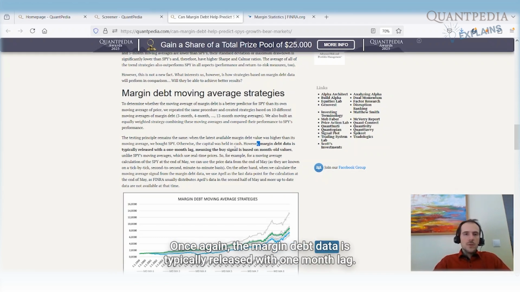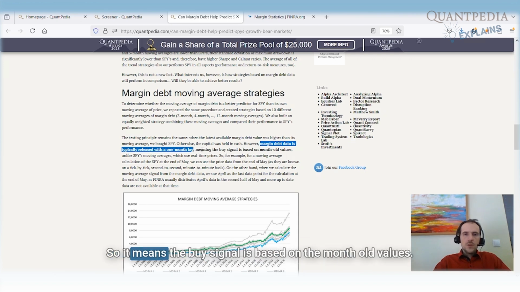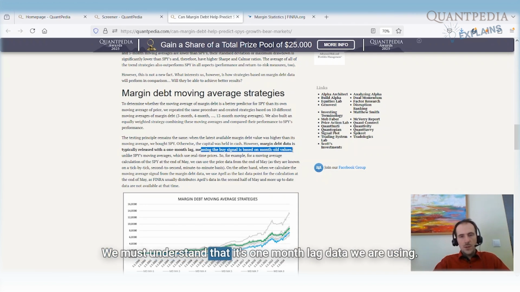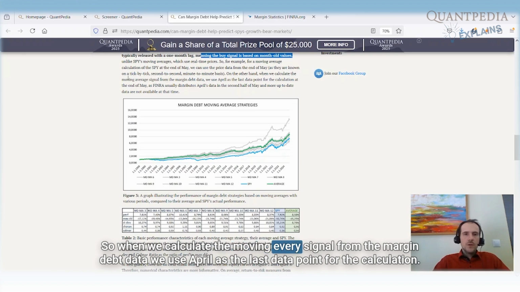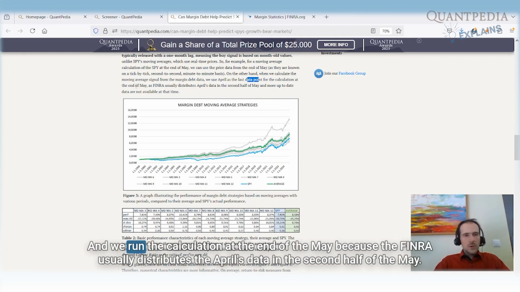Once again, the margin debt data is typically released with a 1 month lag. So it means the buy signal is based on month-old values. We must understand that it's 1 month lagged data we are using. So when we calculate the moving average signal from the margin data, we use April as the last data point for the calculation, and we run the calculation at the end of May, because FINRA usually distributes April's data in the second half of May.